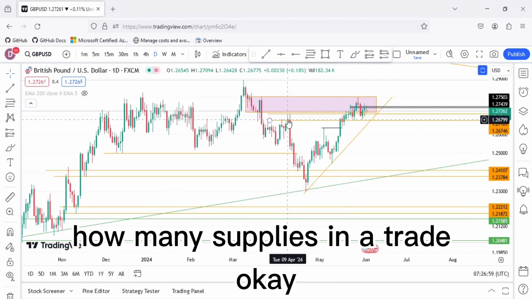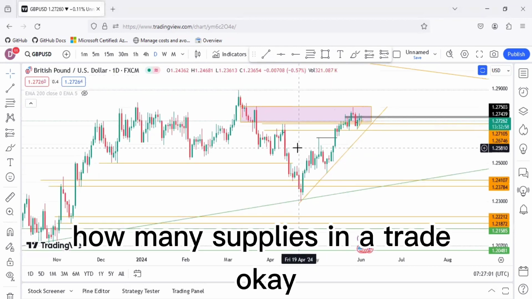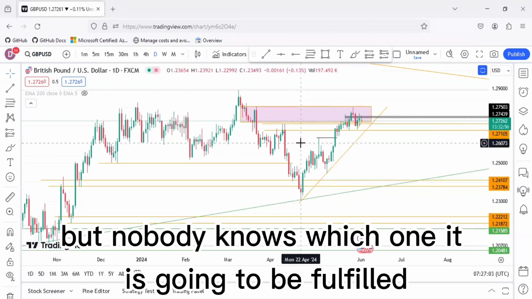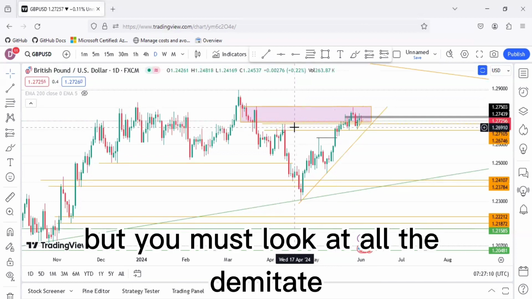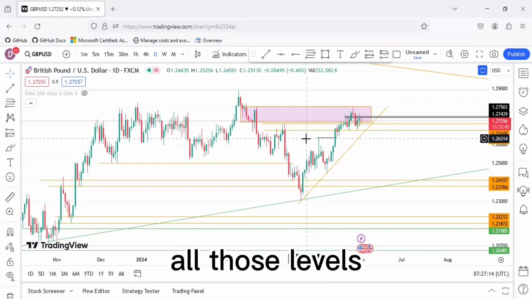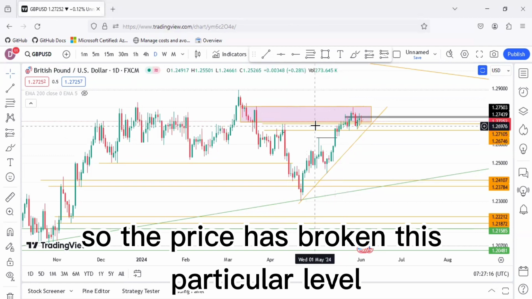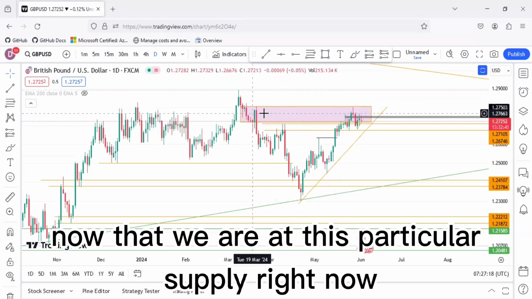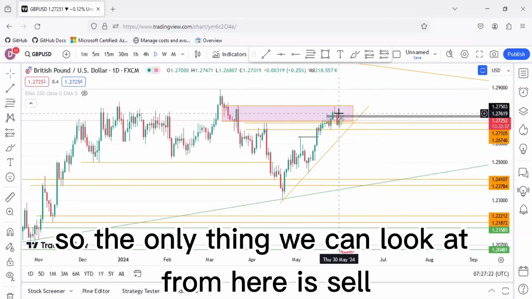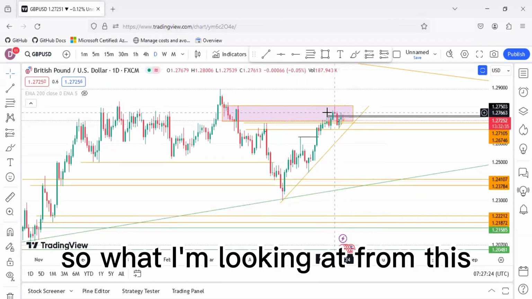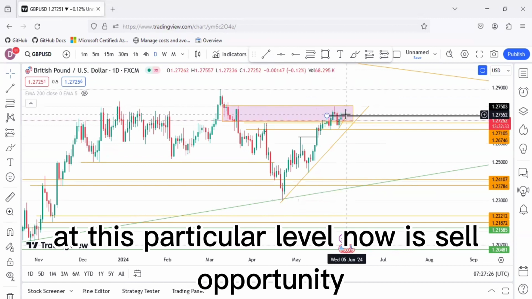We might have many supplies in the trend, okay, but nobody knows which one price is going to get to and reverse. But you must take note of all those supplies or all those levels. So the price has broken this particular one, and now we are at this particular supply. So the only thing we can look at from here is sell. What I'm looking at at this particular level now is a sell opportunity.